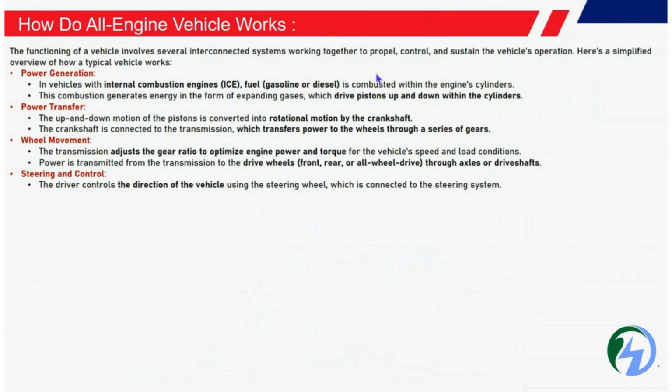So the driver controls the direction of the vehicle with the help of the steering wheel, which is connected to the steering system. That steering system transmits the driver input to the wheels, so accordingly the movement happens. And braking: as the vehicle is started, power is switched on and steering is under control.